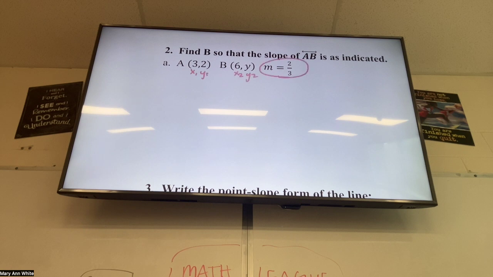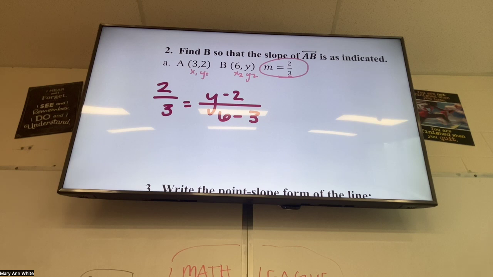But I actually do know my slope this time. So instead of saying m equals or slope equals, I'm going to say that 2/3 is equal, and then I'm going to set up my equation. Then I'll do y minus 2, 6 minus 3.